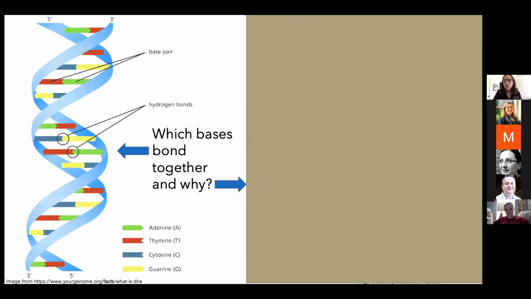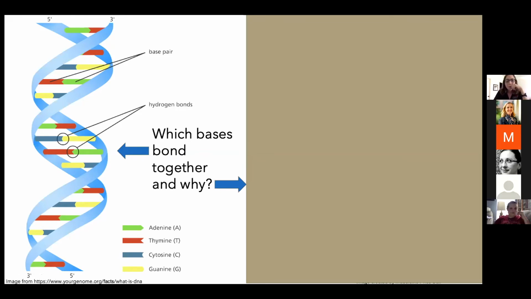Excellent. All right, now I got another question for you. Is there ever a time where adenine, which is represented by the green, is bonded to cytosine, represented by the blue? Is there ever a time in this image where we see adenine bonded to cytosine? Okay, Jessica, where do you see it? Please unmute your microphone. Tell us, where do you see adenine bonded to cytosine?